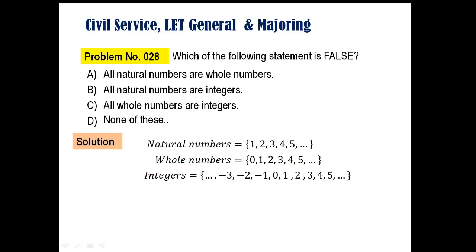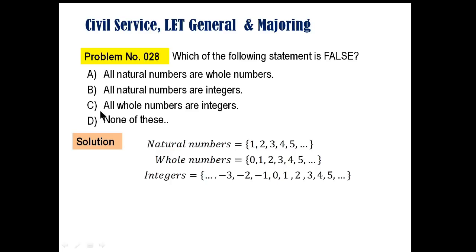So, we will check choice letter A. All natural numbers are whole numbers. Do you think this is true? Take note that natural numbers start from 1, 2, 3, 4, and whole numbers start from 0, 1, 2, 3, 4. No? For letter A, definitely natural numbers are a subset of whole numbers. So this is true. For letter B, all natural numbers are integers. Take note that our natural numbers are 1, 2, 3, 4, 5, and our integers are composed of positive and negative numbers including 0. And the natural numbers are a part of the integers. So definitely natural numbers are a subset of integers, and this is true.